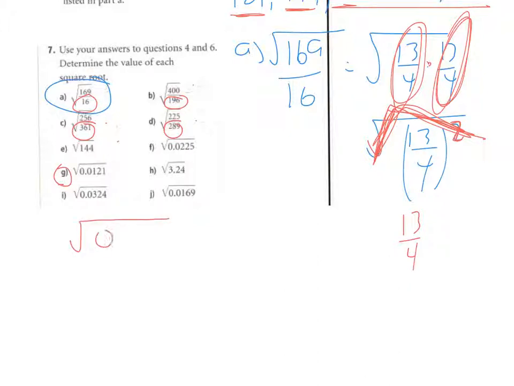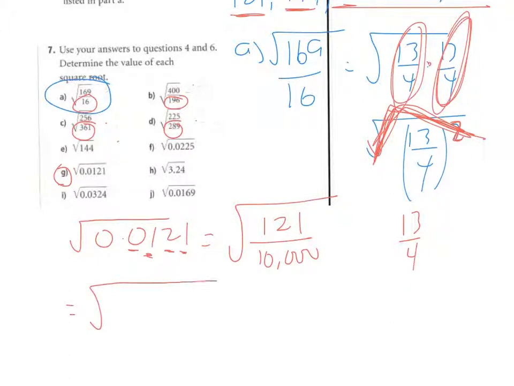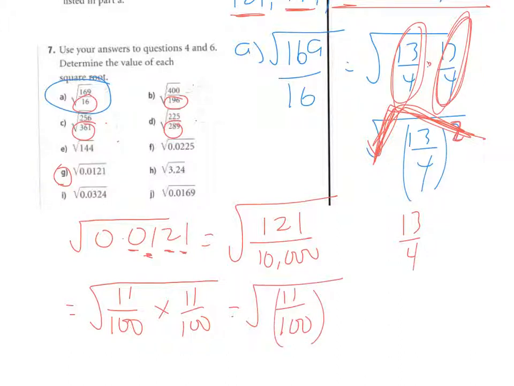The square root of 0.0121 is the exact same as the square root of 121 over 10,000. Which is the same as 11 times 100 times 11 times 100. So I can then write that as 11 squared. The square root cancels a square. And I convert that back into a decimal. Okay, so that's how you can handle that first page there.